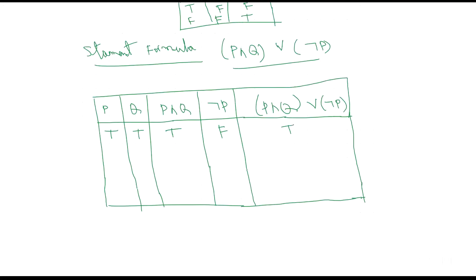Next. P is true, Q is false. P and Q is false. Negation P is false. So P and Q, negation P: this is false.